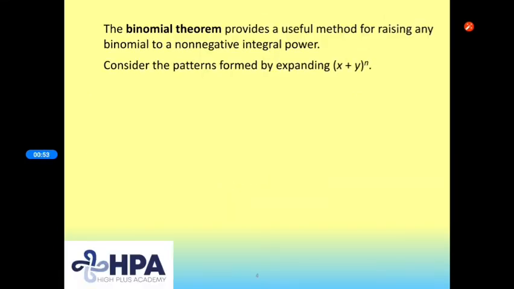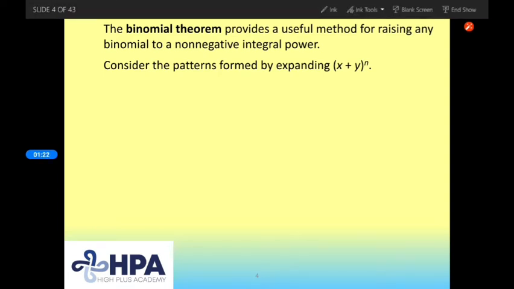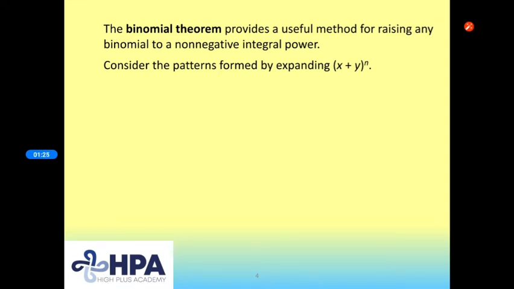Now, the binomial theorem provides a useful method for raising any binomial to a non-negative integral power. The word binomial simply means when you have two numbers or two letters. Then when you raise it to a power of n, it is usually difficult to multiply, especially when the power of n is more than 6. So in this topic, we are going to be looking at how to multiply that.